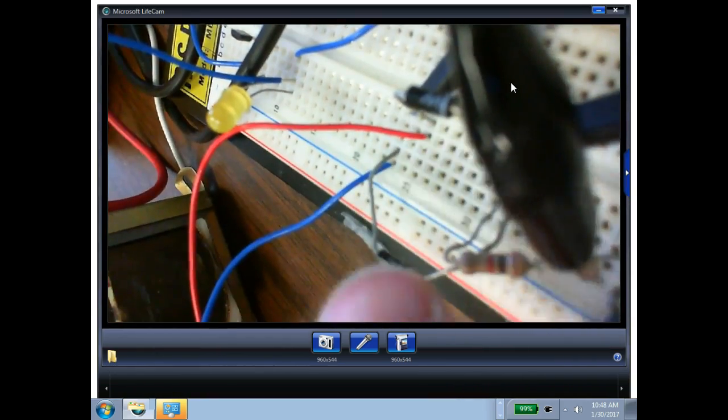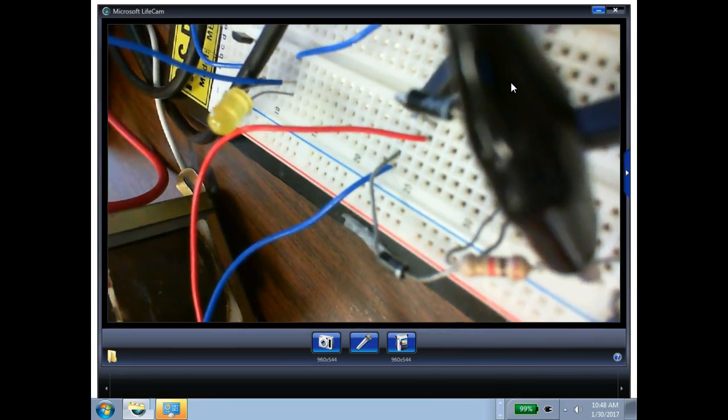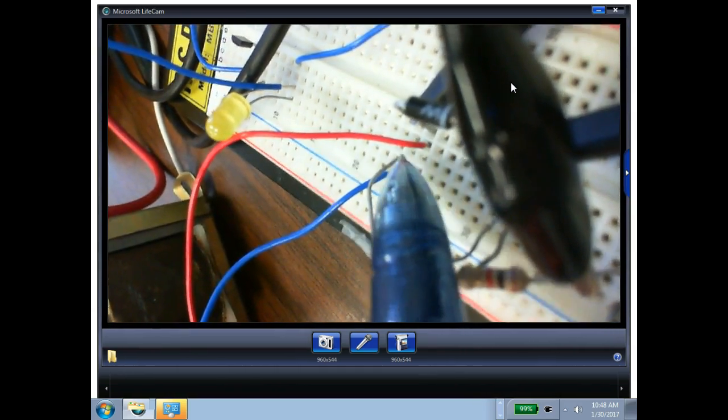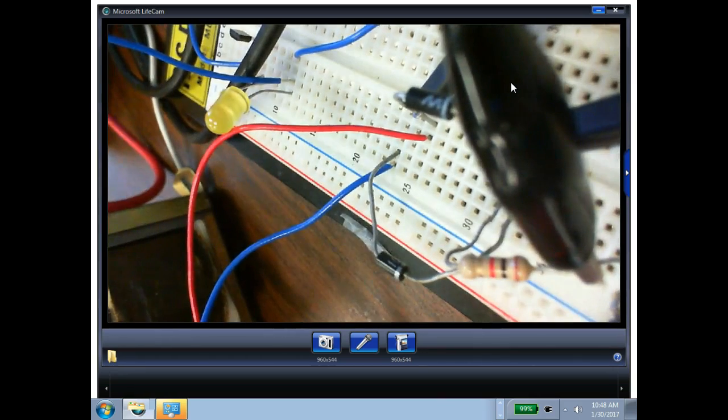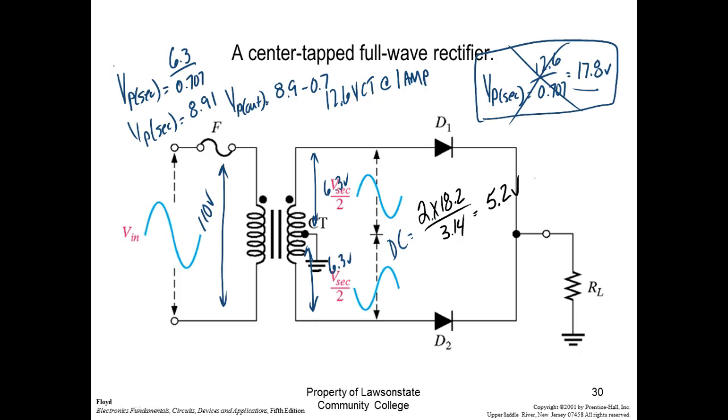We have the anodes in different vertical lines. I don't know if you can see that or not, but this one is in this vertical line, and then this one is in this vertical line. So that means our anodes are not connected together.